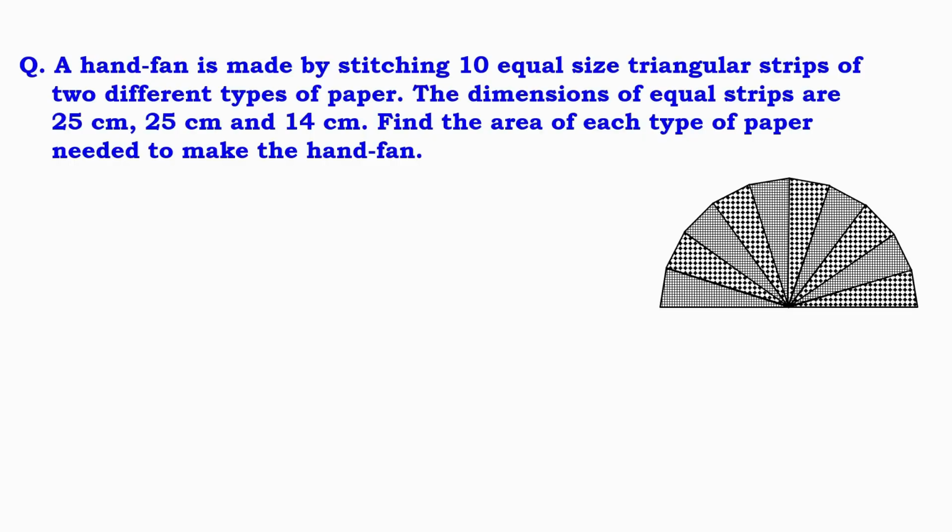Okay, so this is the hand fan, look. We have 5 strips with the same pattern and the next 5 strips with the alternate, we have another pattern. So two types of paper strip are used over here, and each is forming one triangle, and the triangular strip sides are given over here. So we need to find each type of paper used, like the square one and the other pattern, how much paper is required to make this fan.